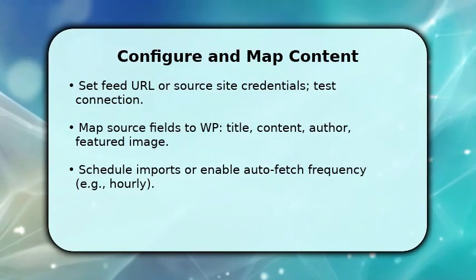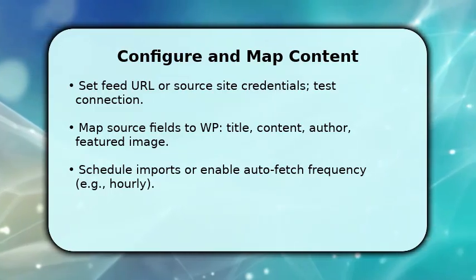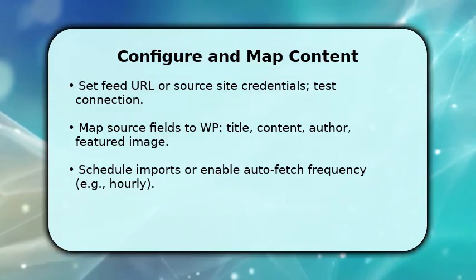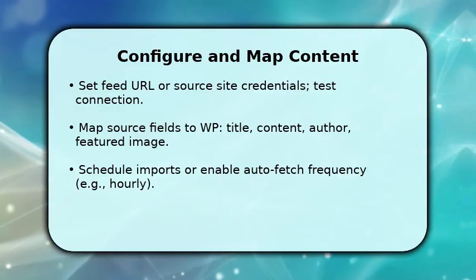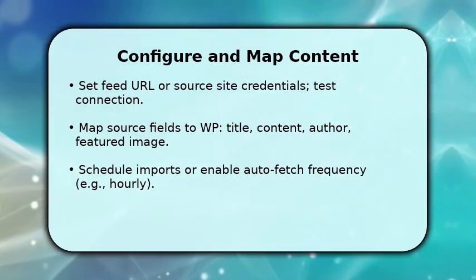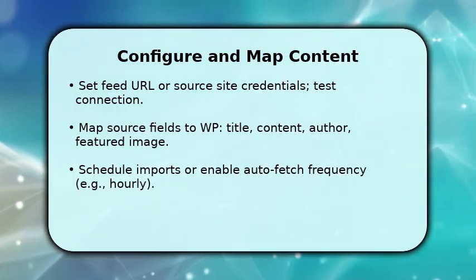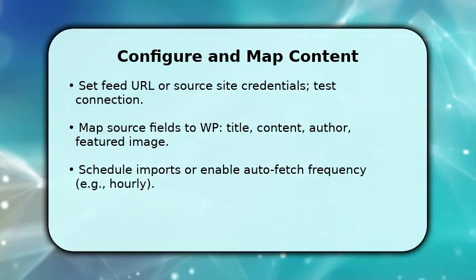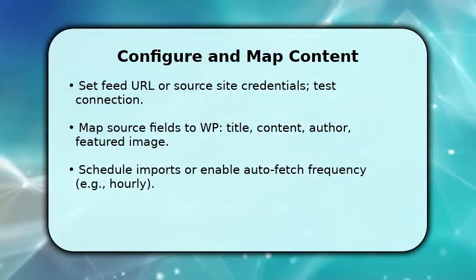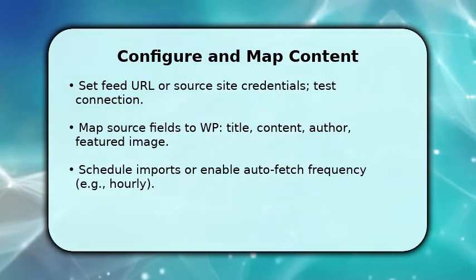Enter the source blog's RSS or API URL and test the connection so you know data flows. Next, map fields. Assign source title to WordPress title, body to post content, author, and featured image to preserve structure and SEO. If importing, choose import frequency and post status.